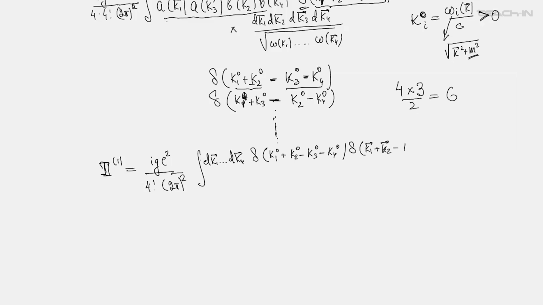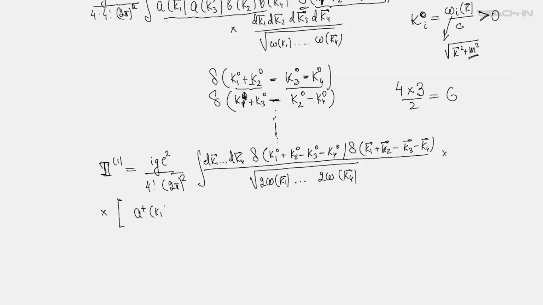Divided, again, by 2 omega k1 up to 2 omega k4. Here I will be left with the following oscillators: A dagger on k1, A dagger on k2, A on k3, A on k4. So this contains only particles. Now there will be a term which contains only antiparticles, very similar to this, but now with only antiparticles.